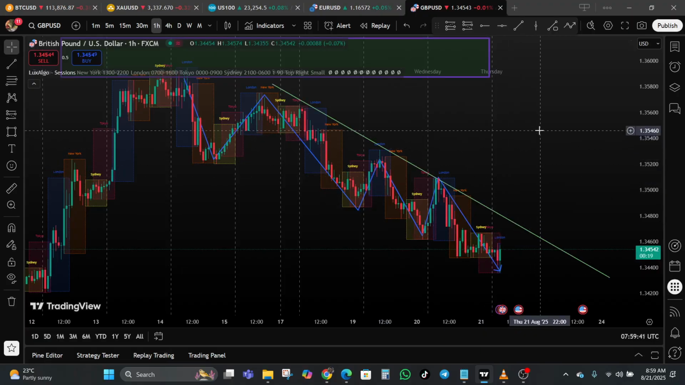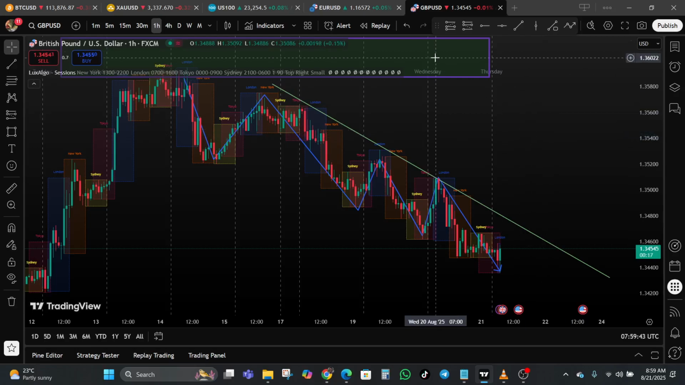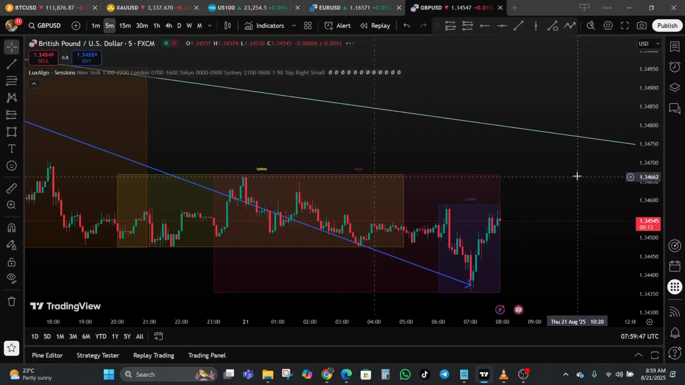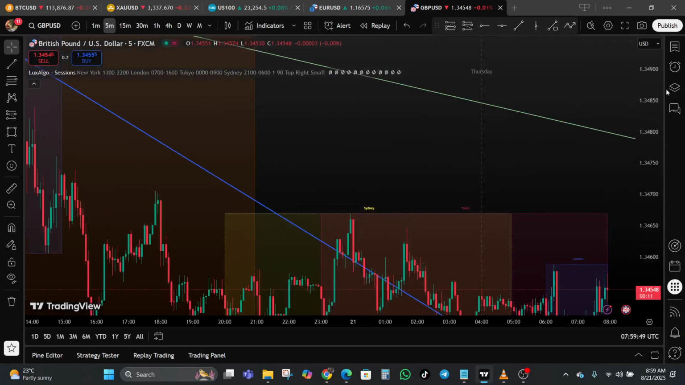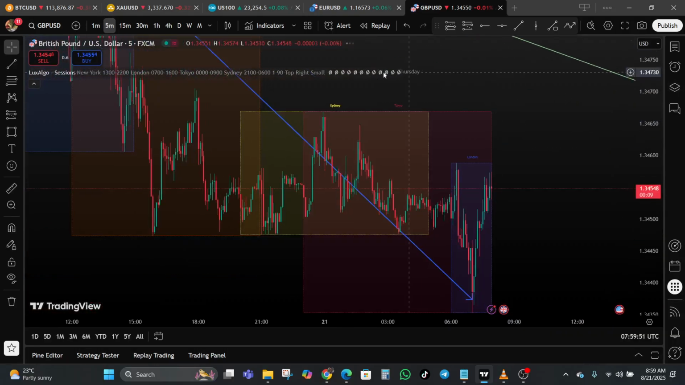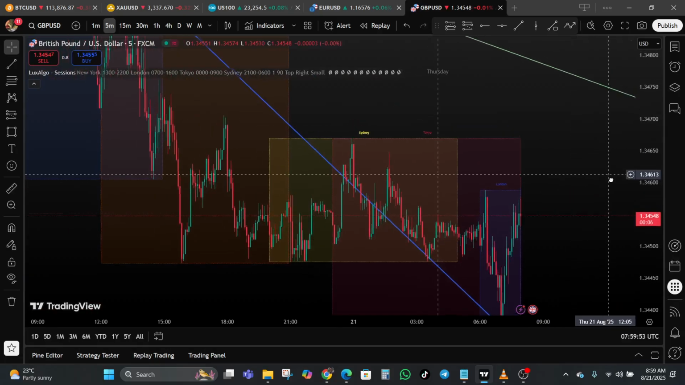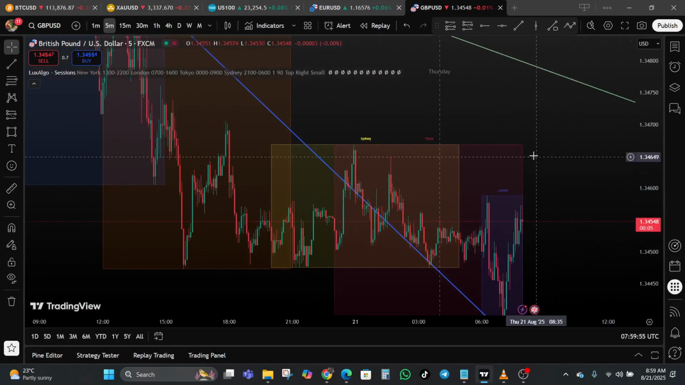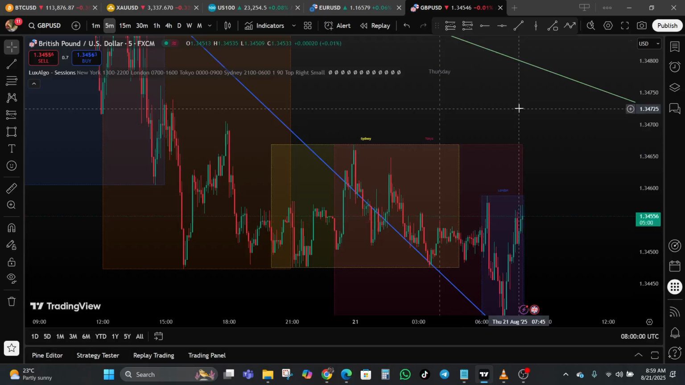Okay. So during session opens, you watch if price runs those levels aggressively. So when the New York session and the London session opens, individually, you check whether price runs through those liquidity zones that you've marked out. Okay. So once liquidity is grabbed, you look for a shift in structure.